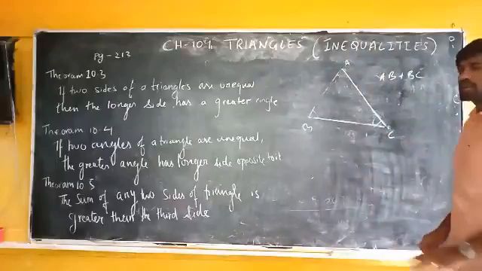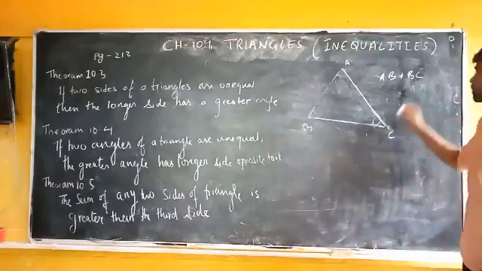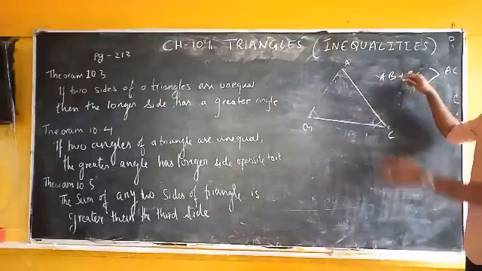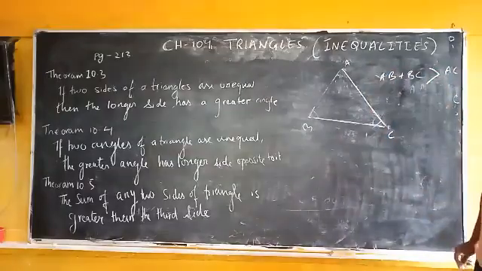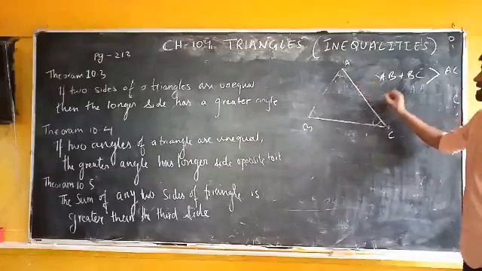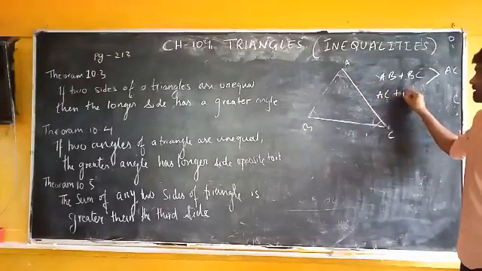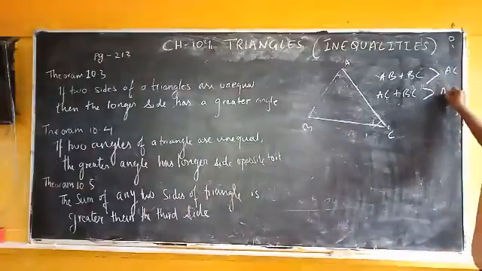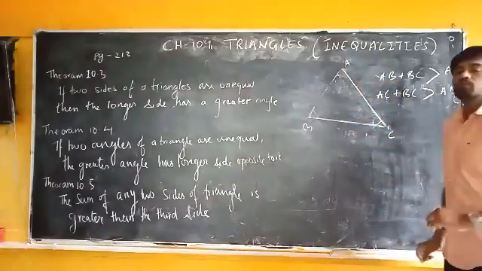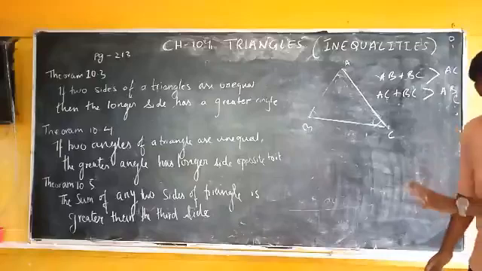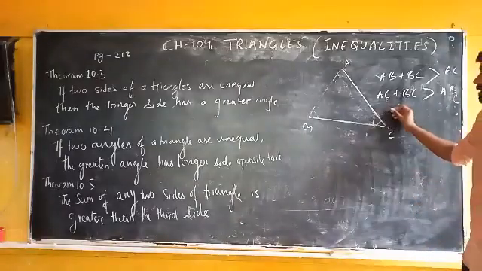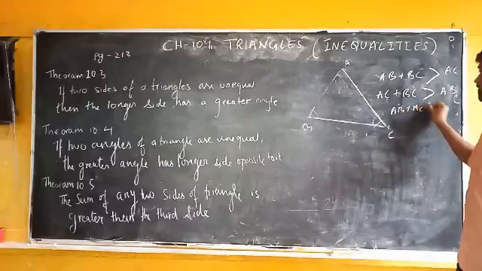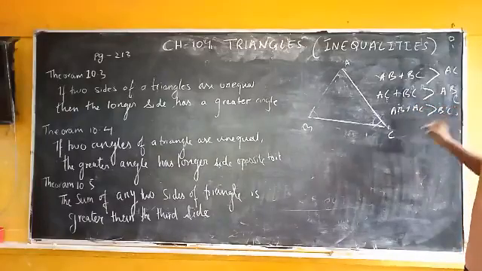When I add any two sides of a triangle, it is always going to be greater than the third side. So let's take this side, AC plus BC. It's going to be greater than the leftover side, that is AB, always. This is the third theorem for this exercise. And I can also write that AB plus AC will be greater than BC.